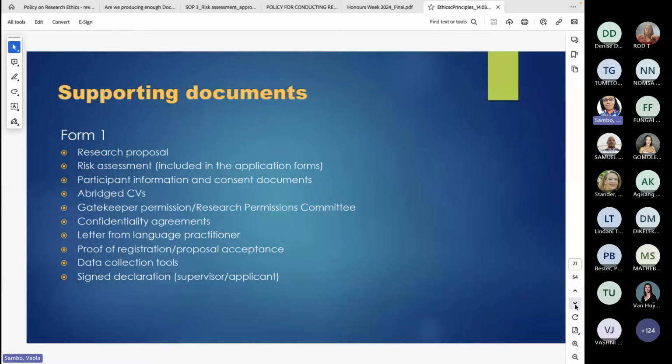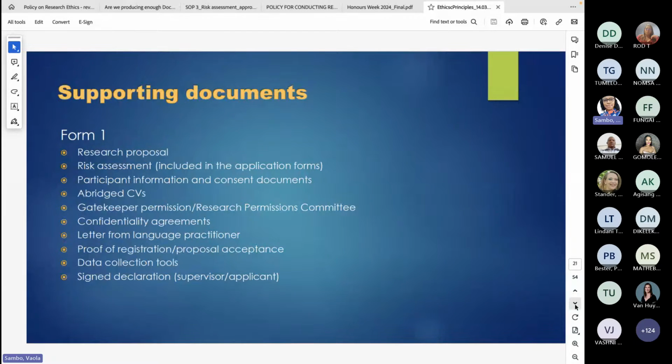Gatekeeper permission, I have spoken to that. Confidentiality agreements, if you're going to be using third parties, for example, to assist you in data collection, there are UNISA templates to use for those confidentiality agreements, with all the stipulations that have to be adhered to. The principle of confidentiality when you do research is very important. Even in the participant information sheet, we always have to assure participants of confidentiality, that the answers that they give to our questions will be kept confidential.